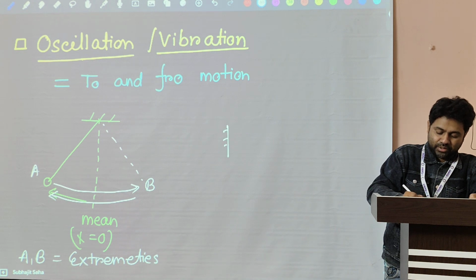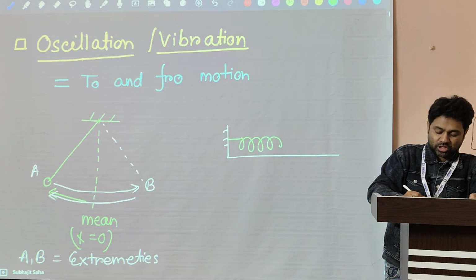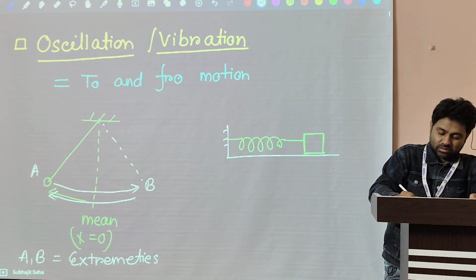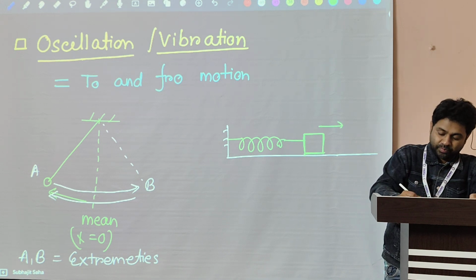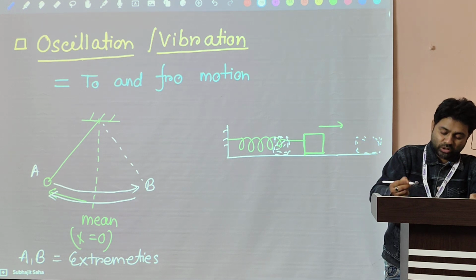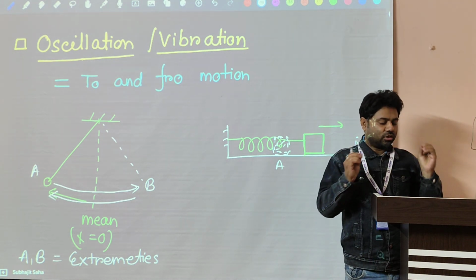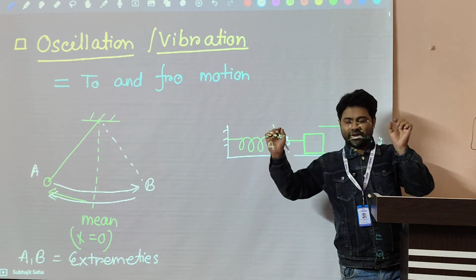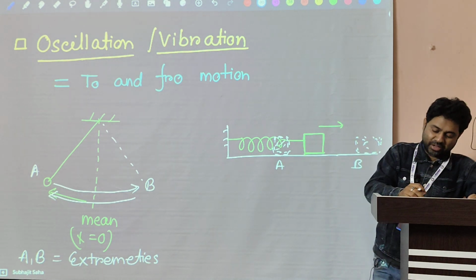You can also take another example of a spring. Suppose the spring is connected to a mass. If you move the mass a little bit away from its position and then leave it, you will see the mass oscillating between 2 fixed points, between 2 ends. These are those 2 fixed points, A and B, which are called extremities. This type of motion is called oscillation or vibration, when the body moves between 2 fixed points, the 2 fixed points being called its extremities.